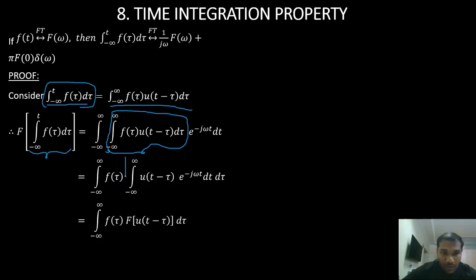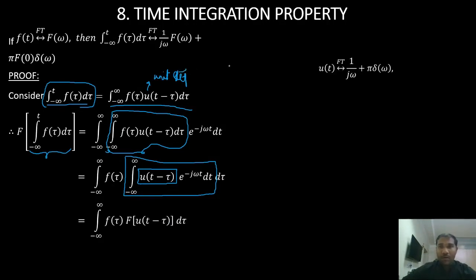Now if I look here, this one, this is nothing but the Fourier transform of u of t minus tau, right? This integral is nothing but the Fourier transform of u of t minus tau. U here is the unit step. We've already seen this, right? U is the unit step signal. Now this is the Fourier transform of unit step.